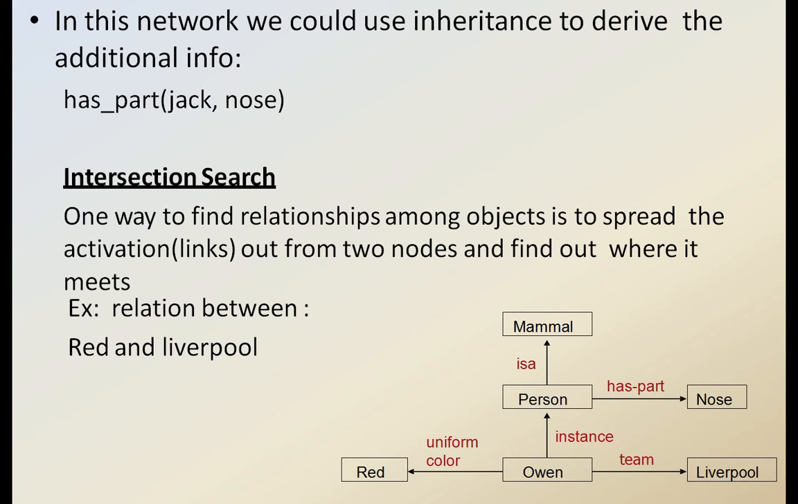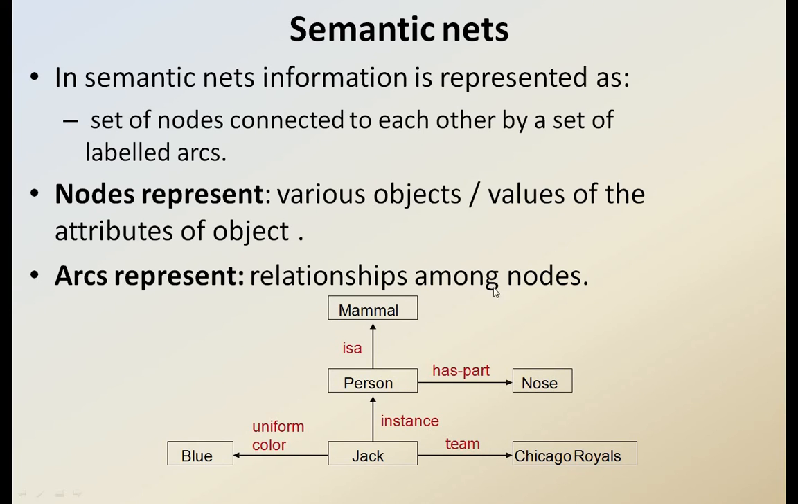The next one: in this network we could also use inheritance to derive the additional has-part Jack nose. Some kind of inheritance is also represented here, like is-a and has-part.